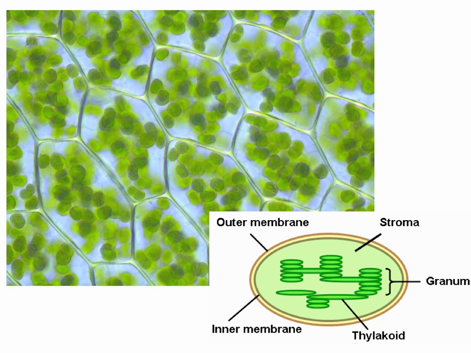Then inside of the chloroplast is a fluid that's called the stroma. It's a very important part of photosynthesis, so we'll talk about that later. And then floating in the stroma are these sacs of membrane that have pigments like chlorophyll, the green pigment in plants that's responsible for photosynthesis.